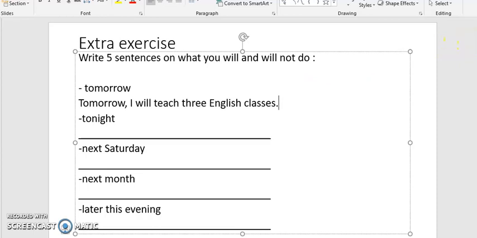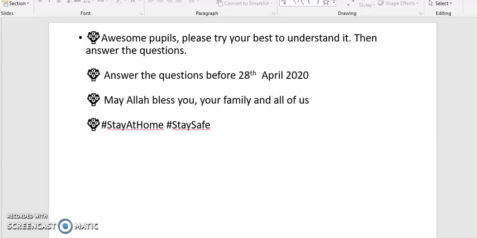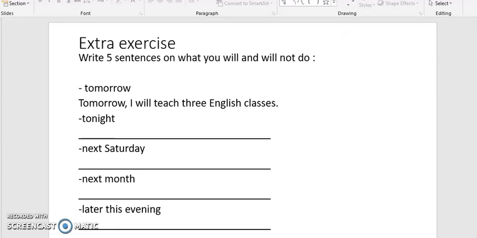So we have come to the end of the lesson. I hope you can complete all the exercises and read again the notes to make you understand better.